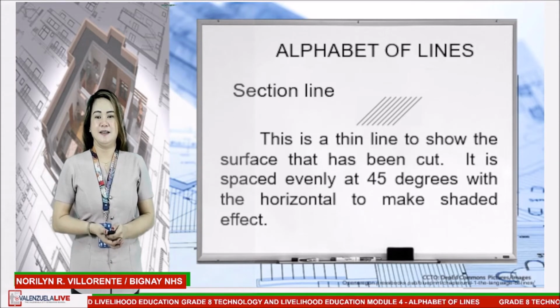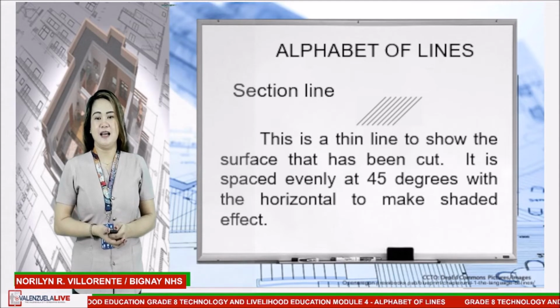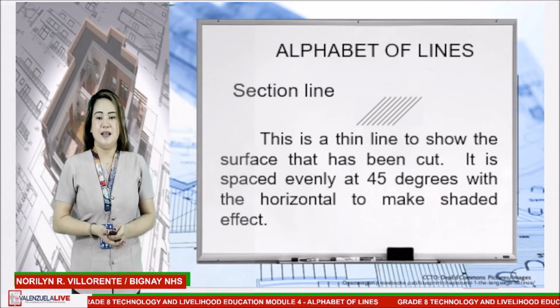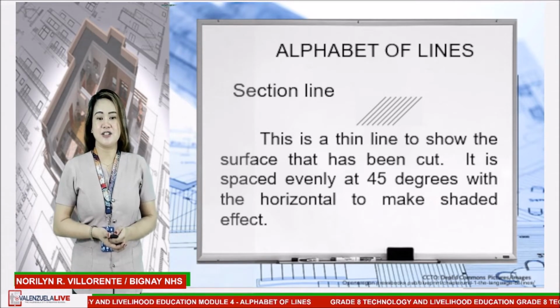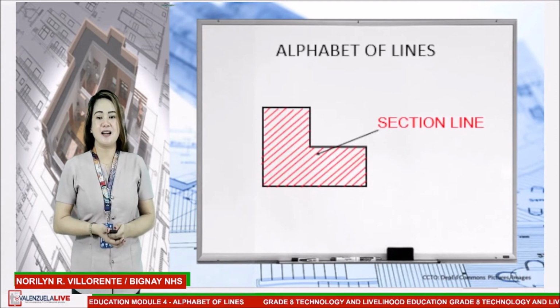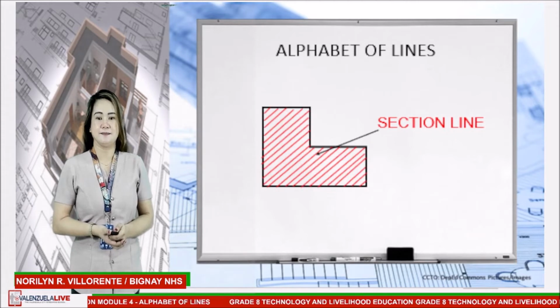Section line. This is a thin line to show the surface that has been cut. It is spaced evenly at 45 degrees with a horizontal to make shaded effect. Section lines are grouped in parallel lines patterns.